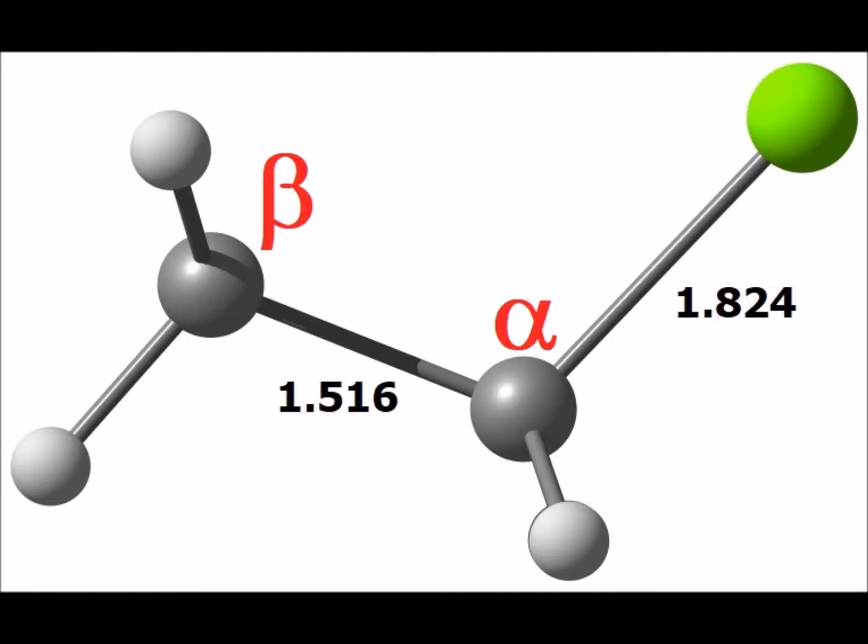This is the optimized structure of chloroethane, showing two of the important bond lengths in angstroms. We also have labeled the alpha carbon, that is the carbon to which the chlorine atom is attached by the 1.824 angstrom bond, and the beta carbon is the carbon that is neighboring to the alpha carbon and is directly bound to it.